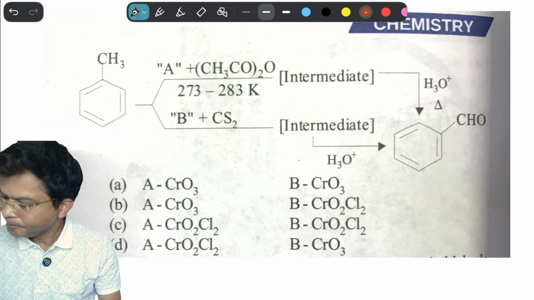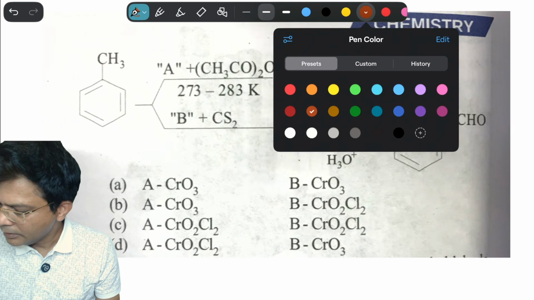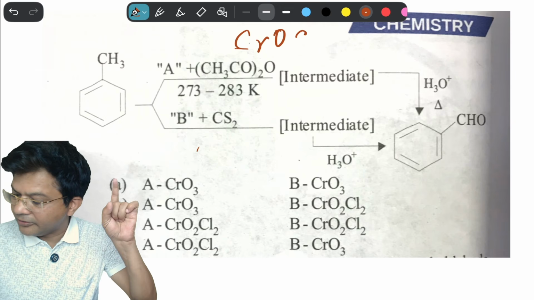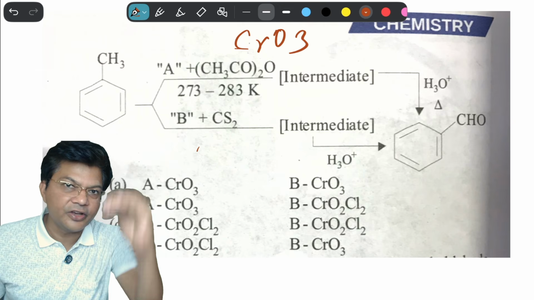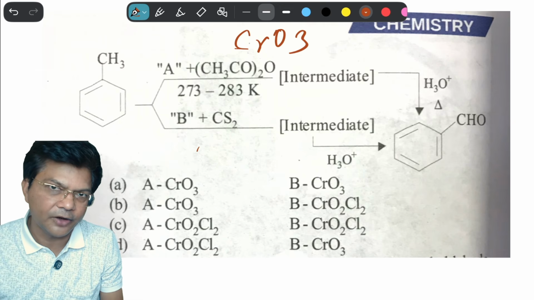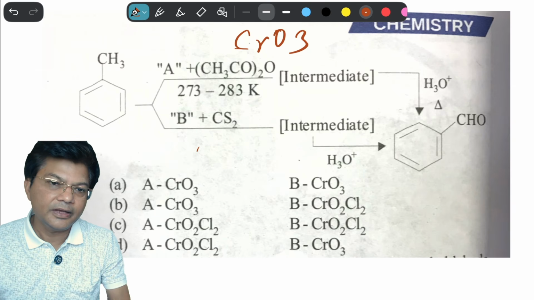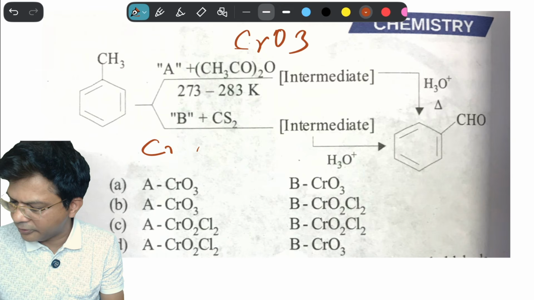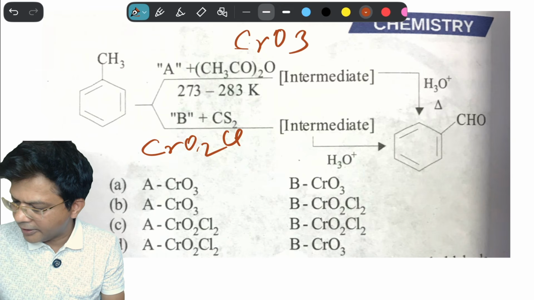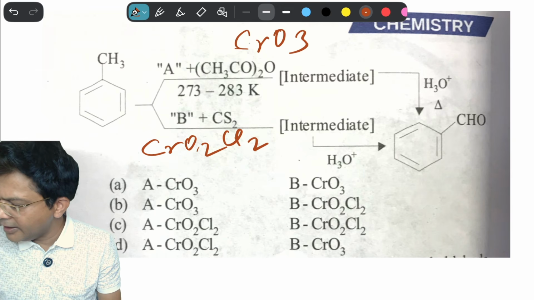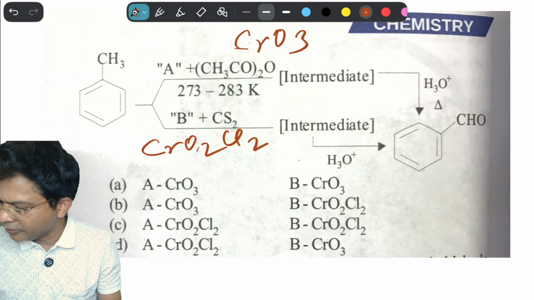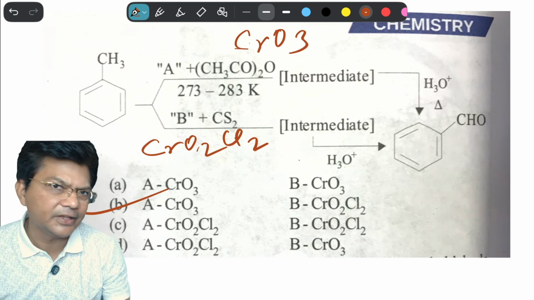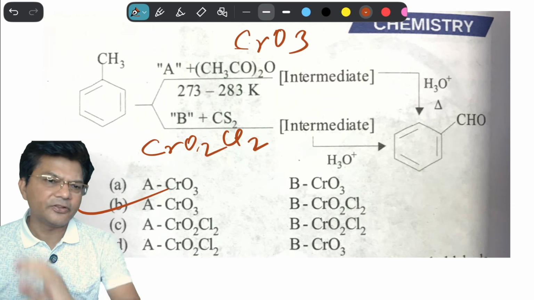Now see, the first one is CrO3. This is given in NCERT on the right hand page, just below the Etard reaction, if you check it out. See how nicely they have framed the question. Now the second one is CrO2Cl2. So we know the Etard reaction. So for A and B, CrO3 and CrO2Cl2, B is the correct answer, and a number of students have given the correct answer in the comment section.